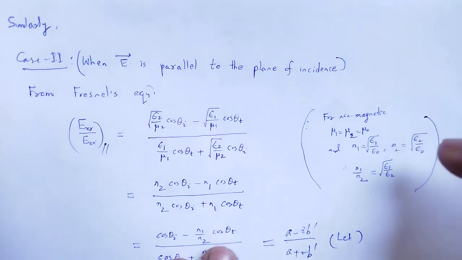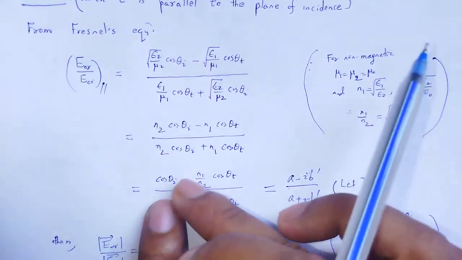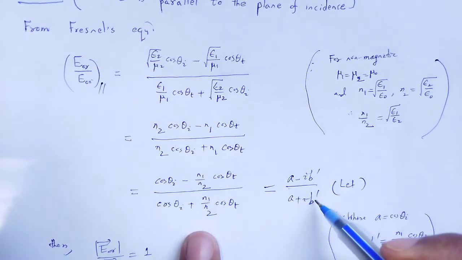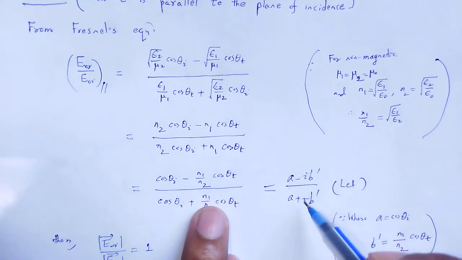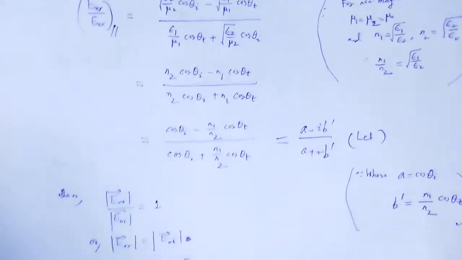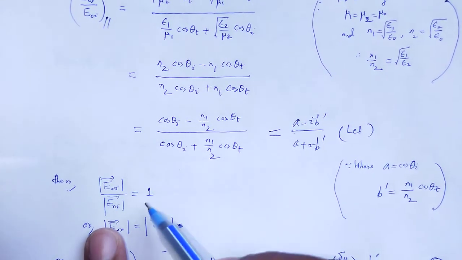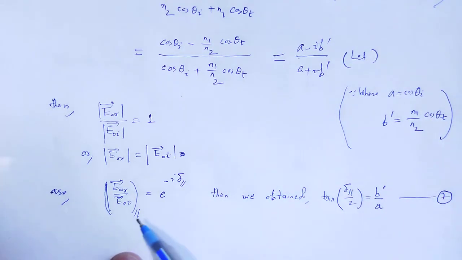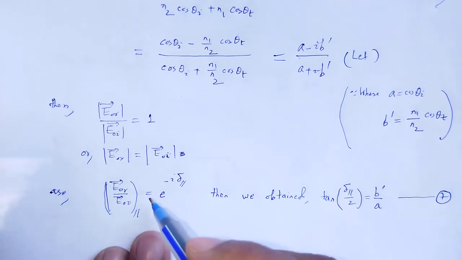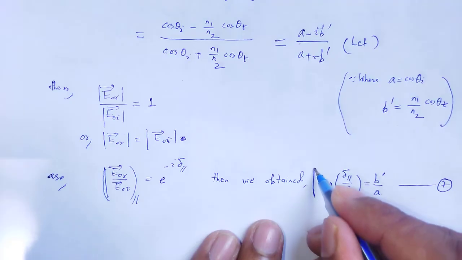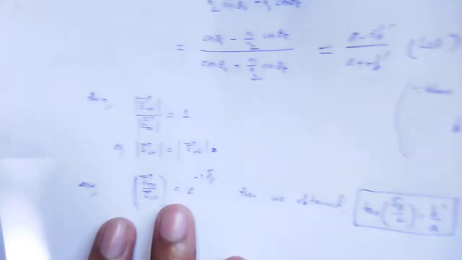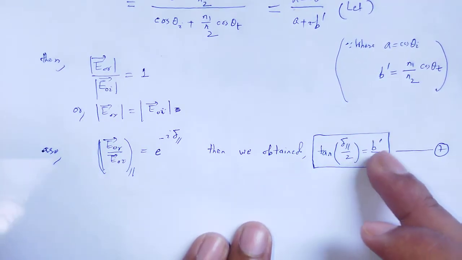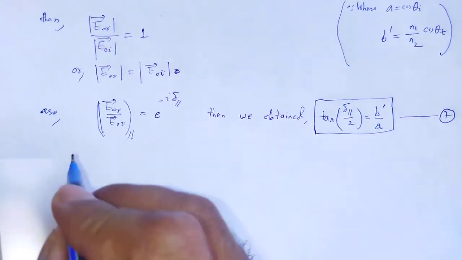For a non-magnetic medium, we substitute this, and proceeding in this way we obtain that form, and again we use the complex notation as A minus i beta dash divided by A plus i beta dash, whereas A is equal to cos theta I as we did previously, and B dash is equal to n1 by n2 cos theta t. And significantly when we take the magnitude, it will be 1, and the amplitudes of both these are equal. Again in the same way we write in the form e to the power i delta parallel, whereas r is equal to 1, then we obtain tan delta parallel divided by 2 is equal to beta dash divided by A, as we previously derived tan delta perpendicular divided by 2 is equal to beta by A. Here tan delta parallel divided by 2 is equal to beta dash by A.